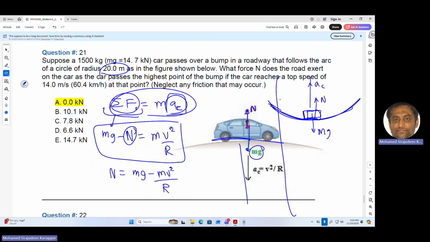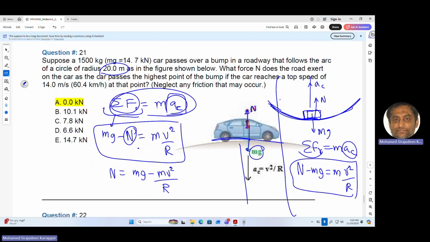So for this particular question, if you are asked to apply Newton's second law, this will be plus n minus mg is equal to m, and this is in that direction, so positive, v squared over r. See, it is not the same as this, right? So you have to be careful, okay? Of course, you are not going to memorize this equation. These are not in the formula sheet, but what is in the formula sheet is Newton's second law for circular motion.